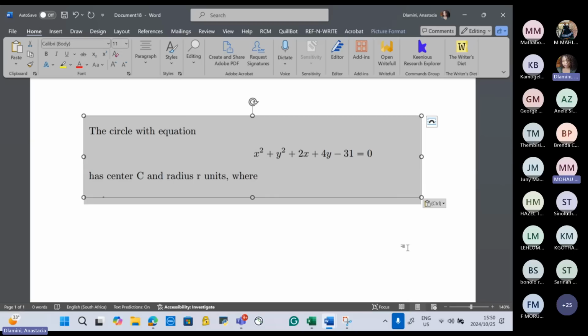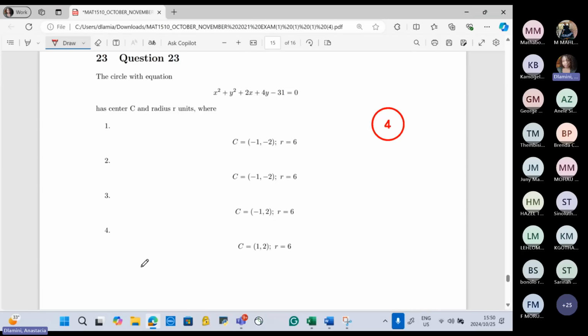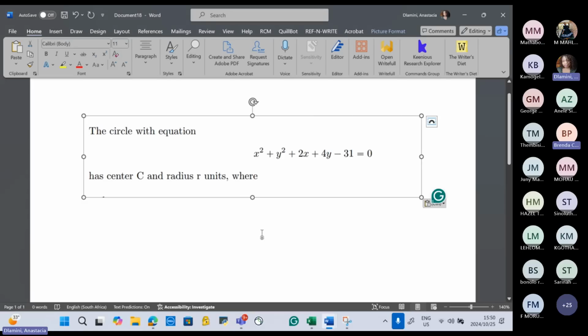Come back. So they say the equation has a center C and radius R units. Oh, so they're just asking for C and R, right? How do you find it? This is how we find it.